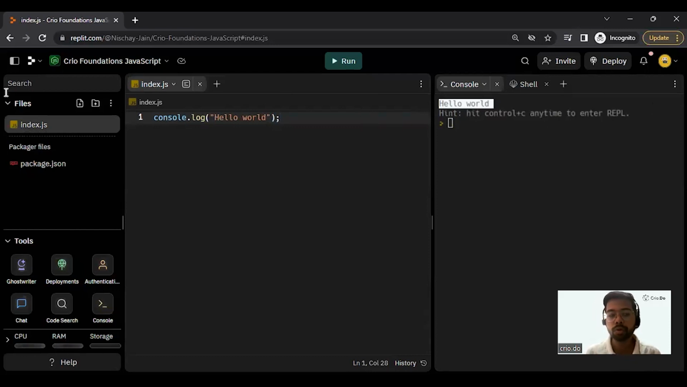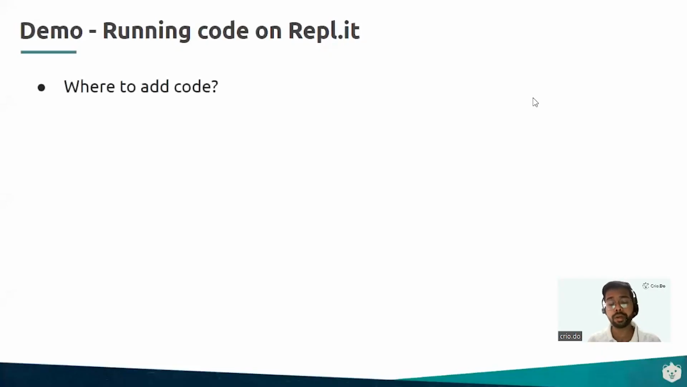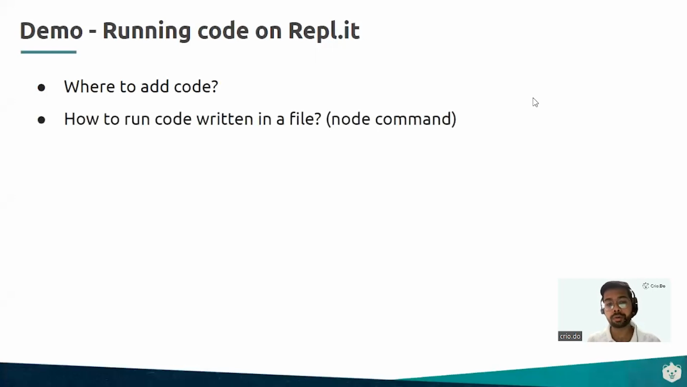But wait, this was a default file that REPL.it gave us. Can we make our own files? Yes, we can. Can we execute our own files? Yes, we can. Let us also try to understand how we can make our own JavaScript files on REPL.it. So where do we add the code and how do we run the code in a file using the node command? Let us try to understand that now.